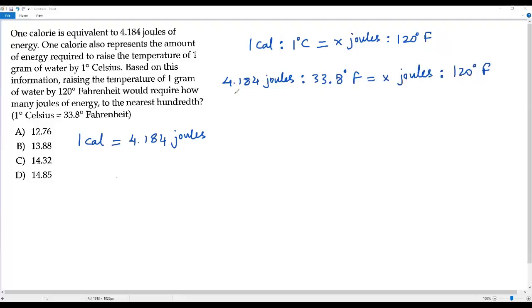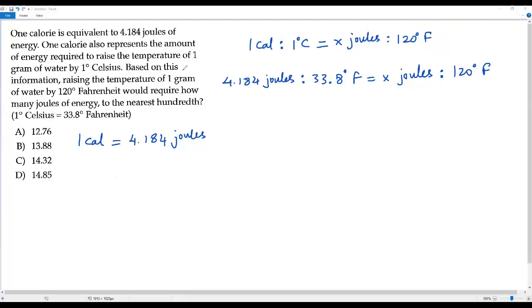Okay, look here. The energy on the left side is in joules. The energy on the right side is also in joules. The temperature on the left side is in Fahrenheit. The temperature on the right side is also in Fahrenheit. So 4.184 joules of energy is required to raise the temperature of 1 gram of water by 33.8 degrees Fahrenheit. Then x joules of energy is required to raise the temperature of 1 gram of water by 120 degrees Fahrenheit. So we have to find the value of x.